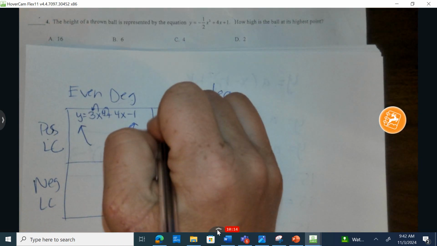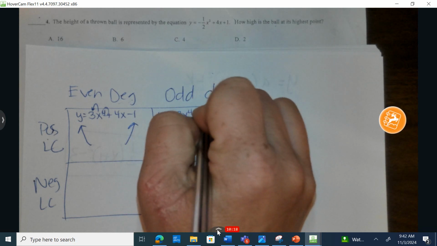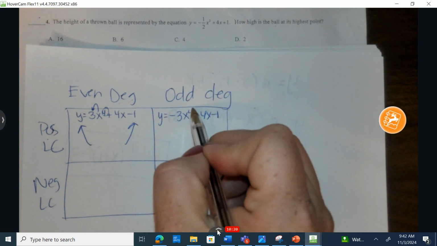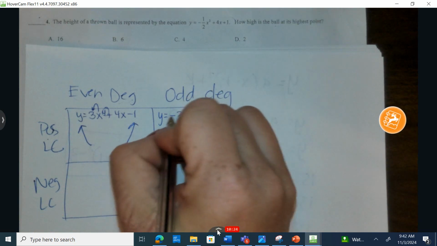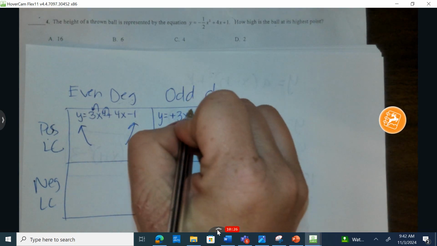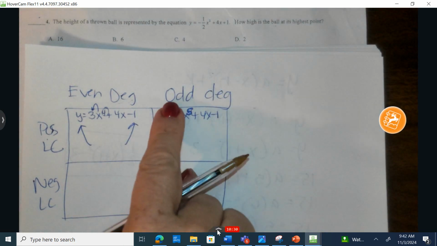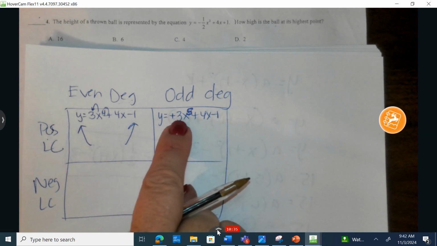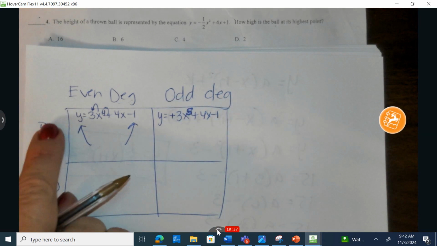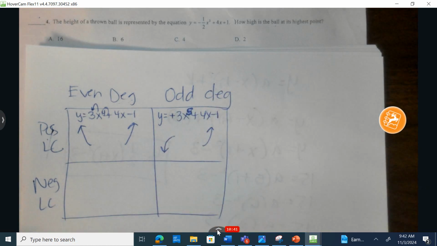Now, if I slightly change that and make it -3, everything else stays the same. Sorry, I'm supposed to do that differently. Let's keep that as a +3, and let's make this a 5. So now I have an odd degree, but the leading coefficient remains positive. Up on the right, down on the left.